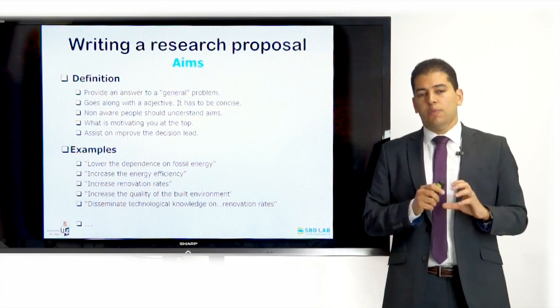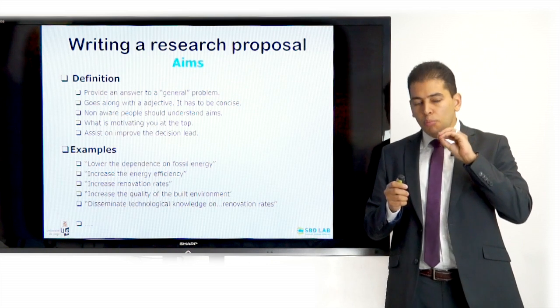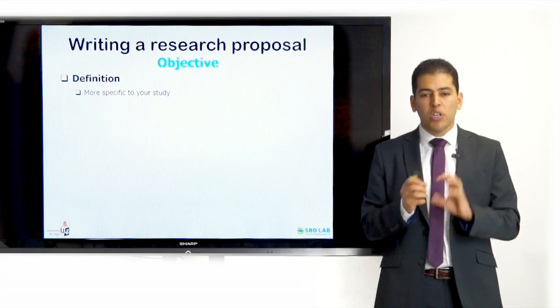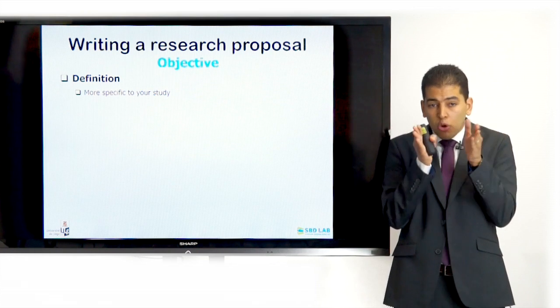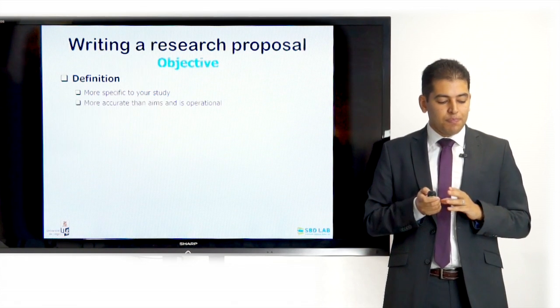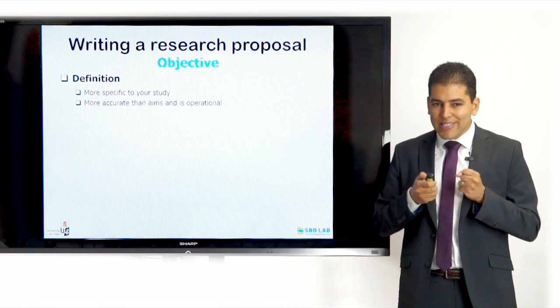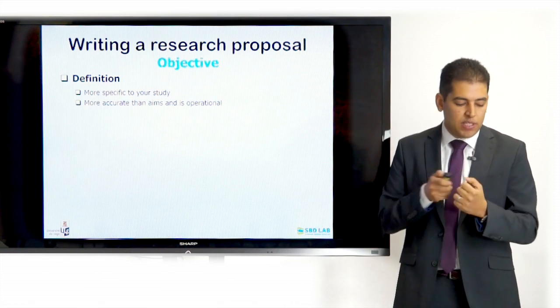Now, once you define the aim, you can now be more specific and focus on the objective. But let me tell you what the objective is. The objective is more specific to your study. It's more accurate than the aim, and it's operational. So there is an action in it. You have to do something in it.